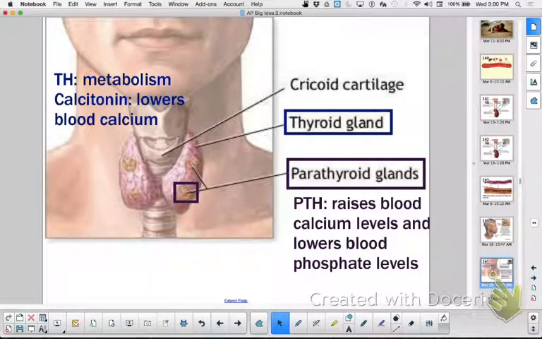We talked about how the thyroid gland helps you regulate your metabolism and something else. What else? Calcium levels. What does the thyroid do to your calcium levels? Lowers them. Remember calcitonin? Calcitone it down. And the parathyroid gland will help elevate them.